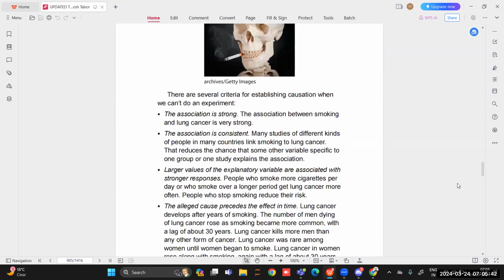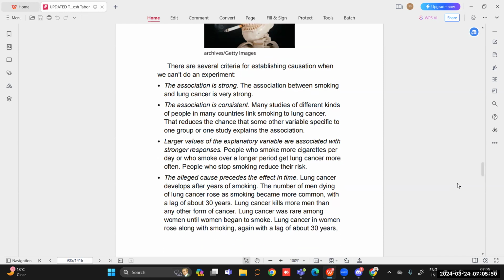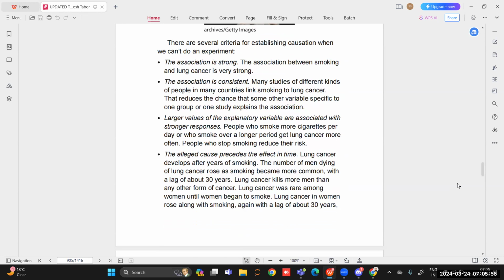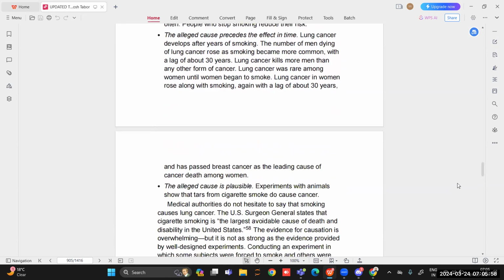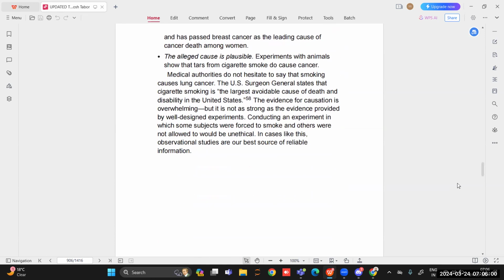So there are several criteria for establishing causation when we can't do an experiment. The association is strong: the association between smoking and lung cancer is very strong. The association is consistent, meaning it doesn't show very much variation. Larger values of the explanatory variable are associated with stronger responses. These are the criteria for establishing causation, meaning what we can do when we cannot generally perform the experiment, so we rely on observational studies.